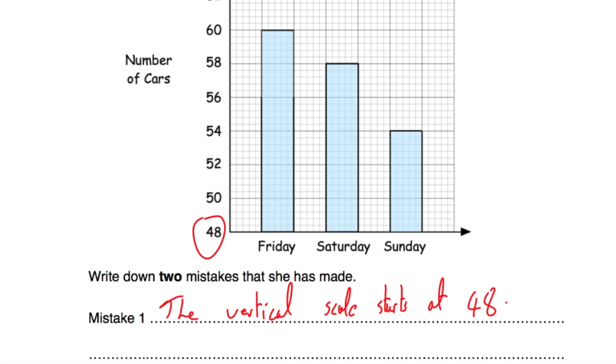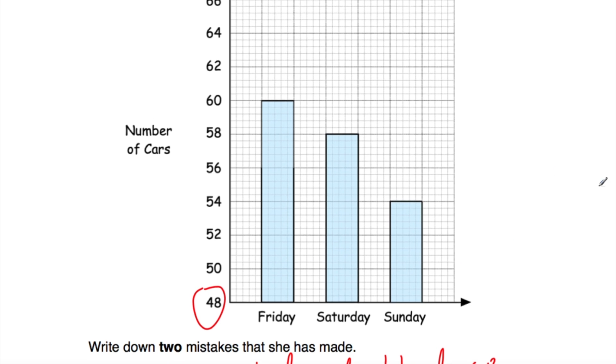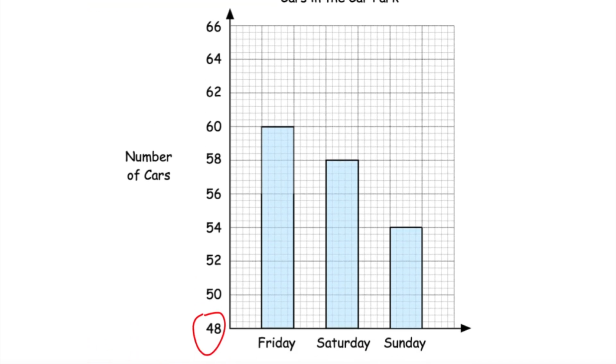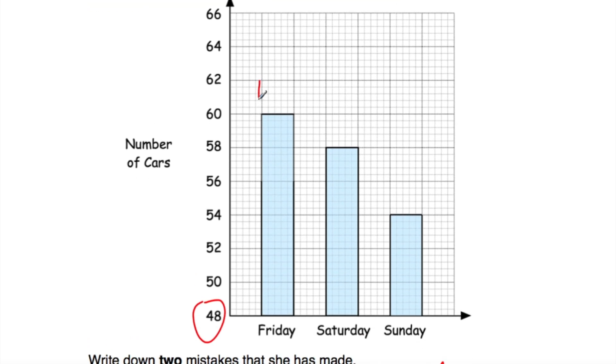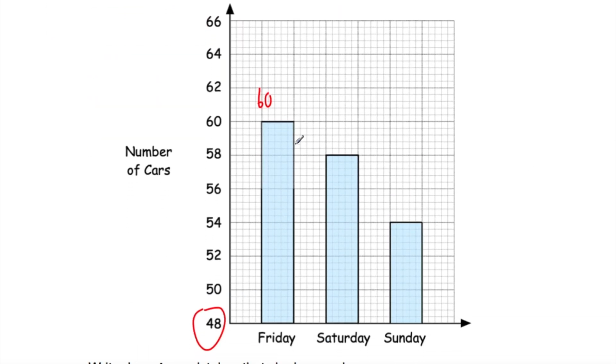Okay, and then in terms of the second mistake, let's have a look at this. We've got Friday, Saturday and Sunday. They're labelled, that's great. The bars have got the same widths, which is fantastic as well. Let's look at the height of the bars. So Friday, 60. And then, so if we go up, Friday, was it 60? Yep. Saturday, it's then got a height of 58. There's 58 there in terms of the height.